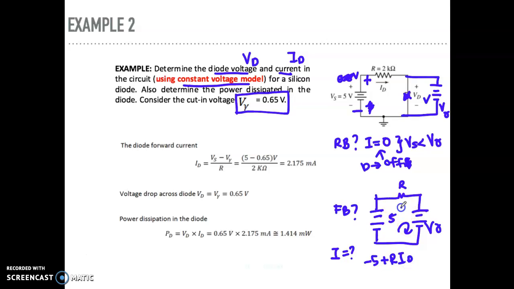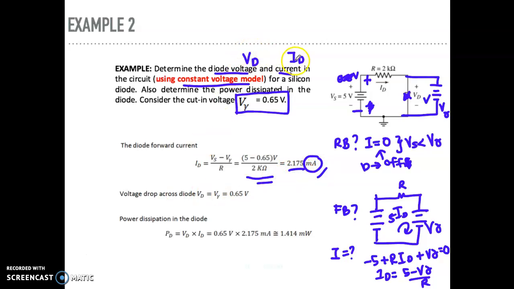What is the I here? ID plus V gamma equal to 0. And then you can get your ID equal to 5 minus V gamma divided by R. So it will be the same as here. Remember to put the unit, the current will be 2.175.